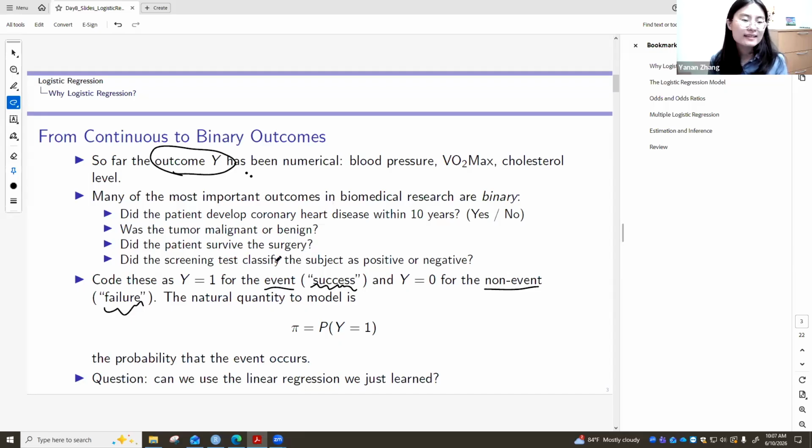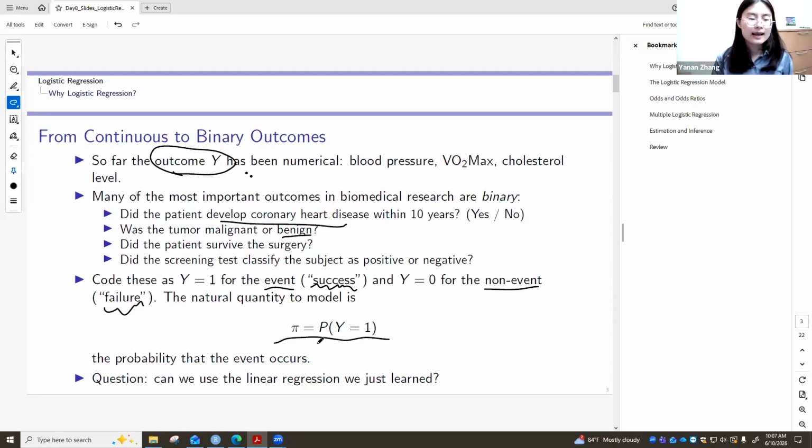If you define one as a success, basically you care more about the probability of success. For example, if you define having coronary heart disease as success, you are caring more about the probability of developing heart disease. If you define a benign tumor as a success, then we are talking about the probability for this tumor to be benign. Again, which one to code as 1 and which one to code as 0 really depends on what you want.